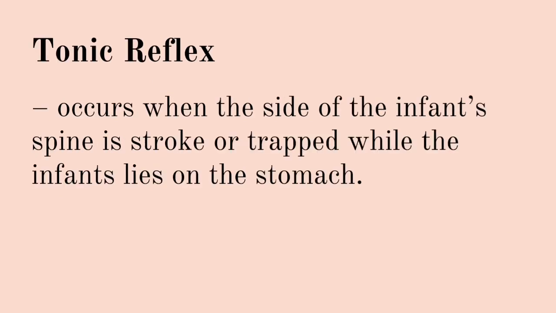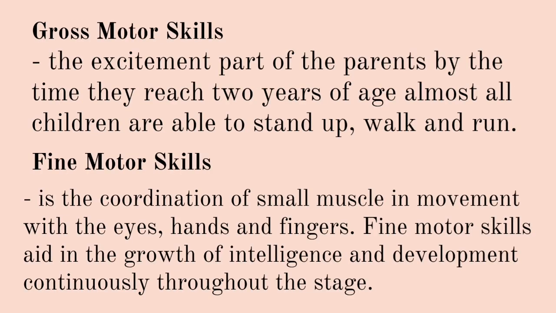Tonic reflex occurs when the side of the infant's spine is stroked or tapped while the infant lies on the stomach. Gross motor skill is the exciting part for the parents by the time the child reaches 2 years of age. Almost all children are able to stand up, walk, and run. Fine motor skill is the coordination of small muscles in movement with the eyes, hands, and fingers. Fine motor skills aid the growth of intelligence and development continuously throughout the years.